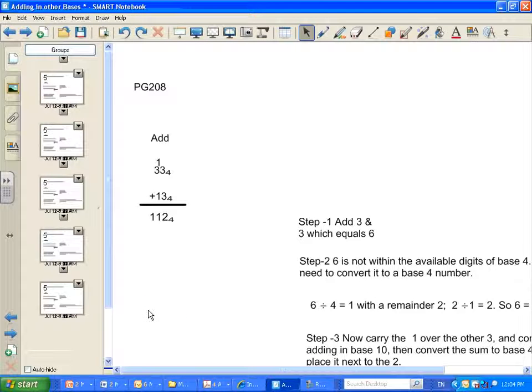Okay, so now we're into this example about how to add, at the very least, 33 base 4 and 13 base 4. And the first technique I'm trying to explain is how we convert on the fly. And that's my title of it. It's not in the textbook.